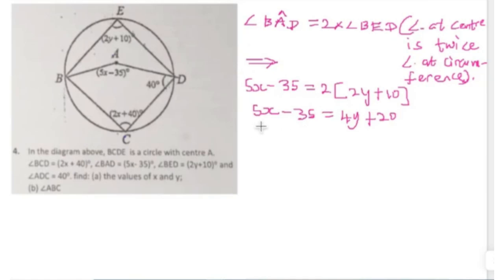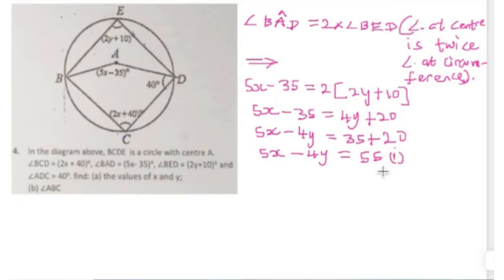Collecting like terms, this becomes 5x minus 4y equals 35 plus 20. So this is the same thing as saying 5x minus 4y equals 55, equation 1. So we formulated one of the equations that we need.